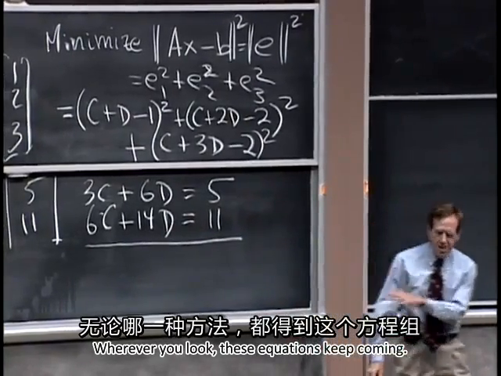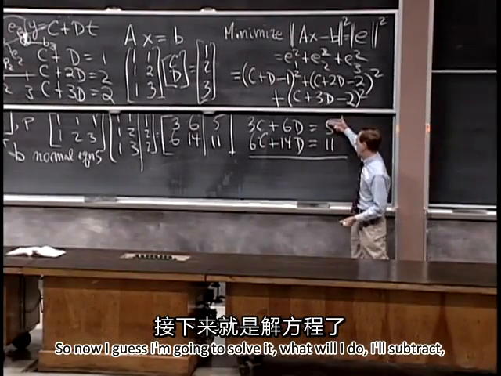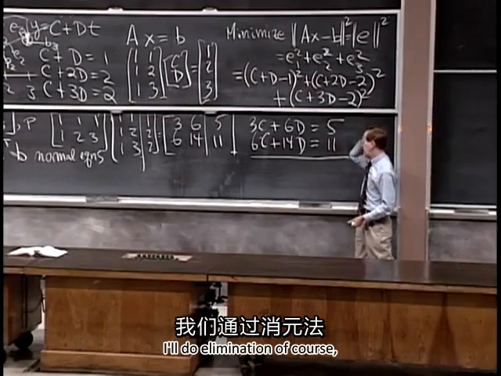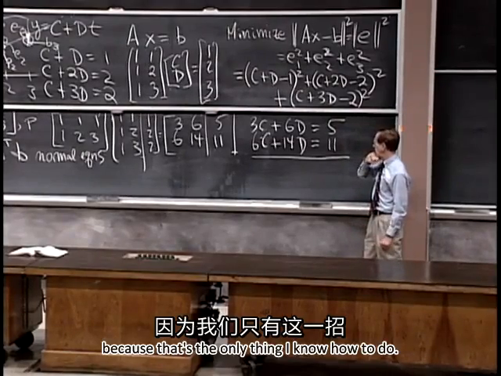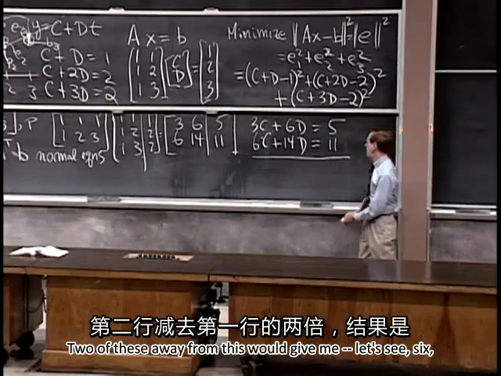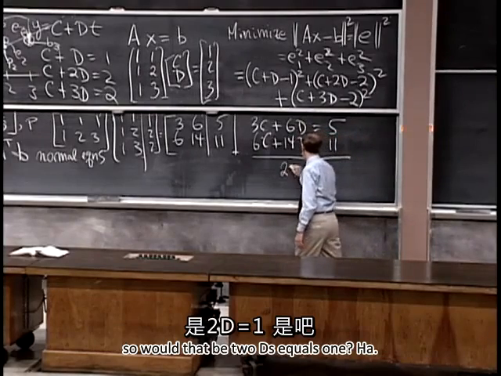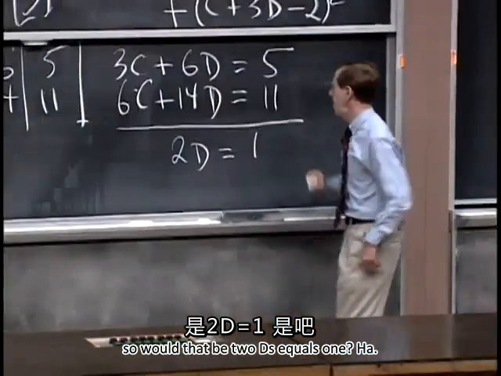Wherever you look, these equations keep coming. So now I guess I'm going to solve it. What will I do? I'll subtract. I'll do elimination, of course, because that's the only thing I know how to do. Two of these away from this would give me, let's see, 6. So would that be 2d equals 1?